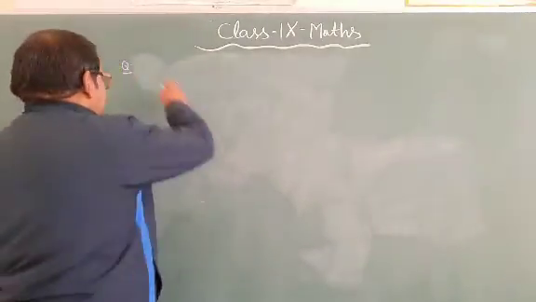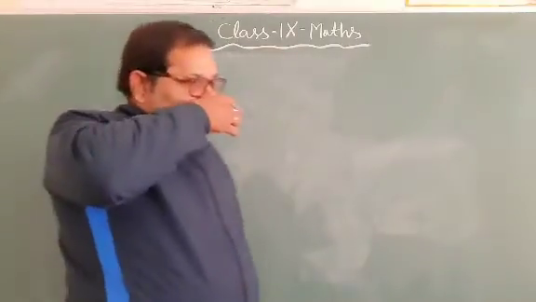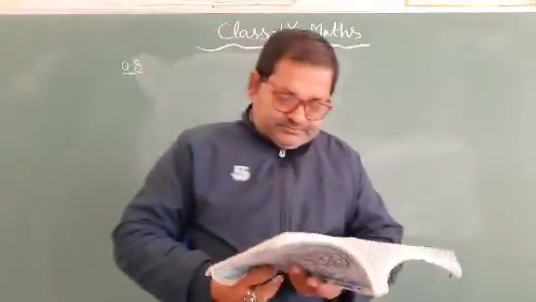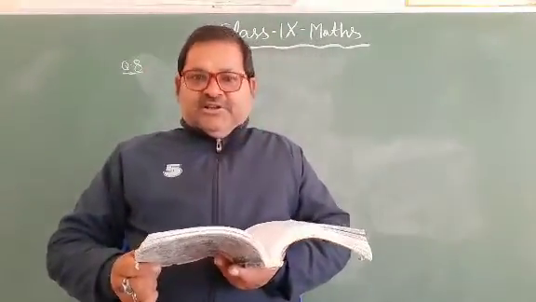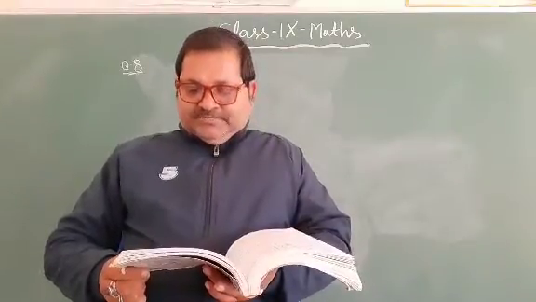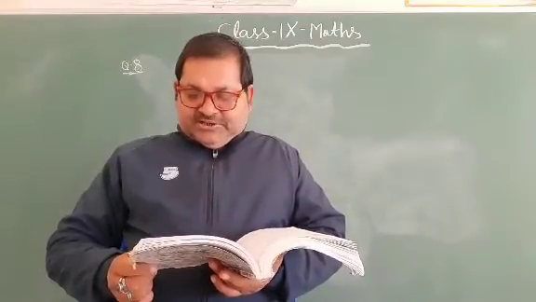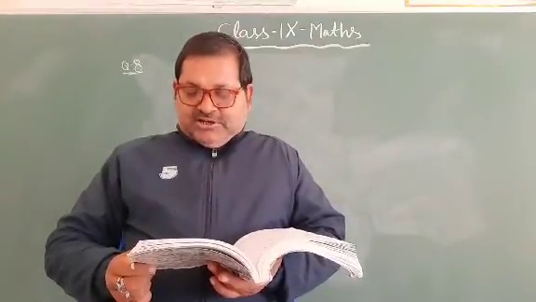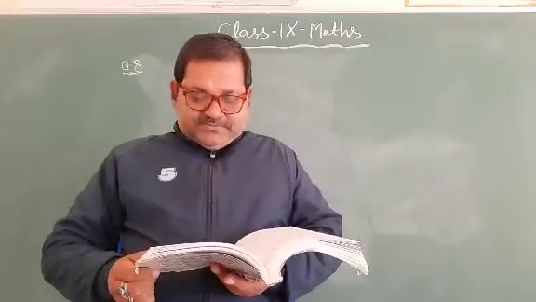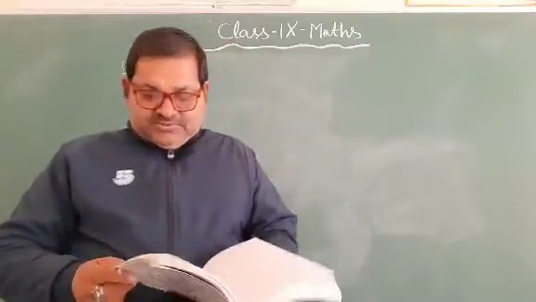Next question, question number 8. The question number 8 is: a hemispherical bowl is made of steel 0.25 centimeter thick. The inner radius of the bowl is 5 centimeter. Find the outer curved surface area of the bowl.